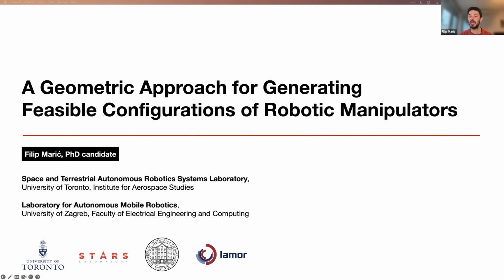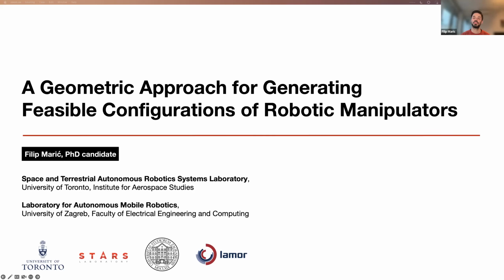Hello everyone. Again, my name is Filip Marić, and I'm a PhD candidate at the University of Toronto STARS Lab, jointly with Lamor at the University of Zagreb. And my talk today is titled "A Geometric Approach for Generating Feasible Configurations of Robotic Manipulators."